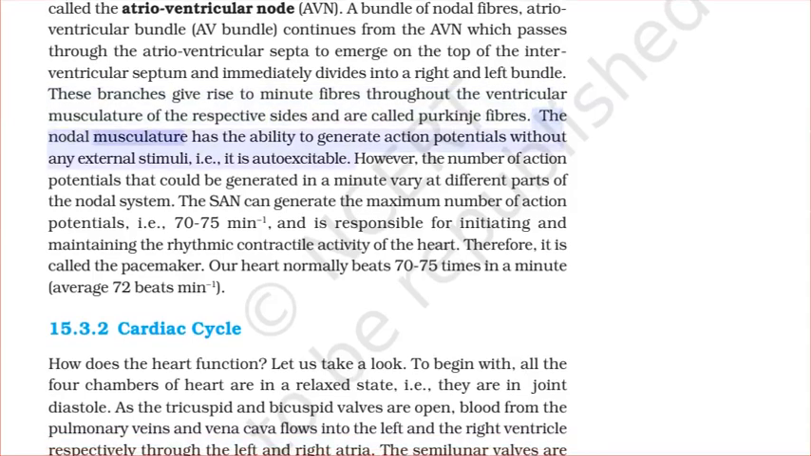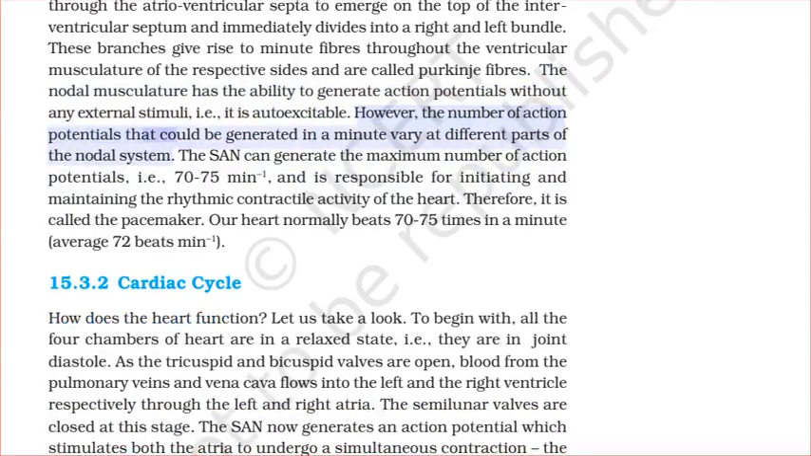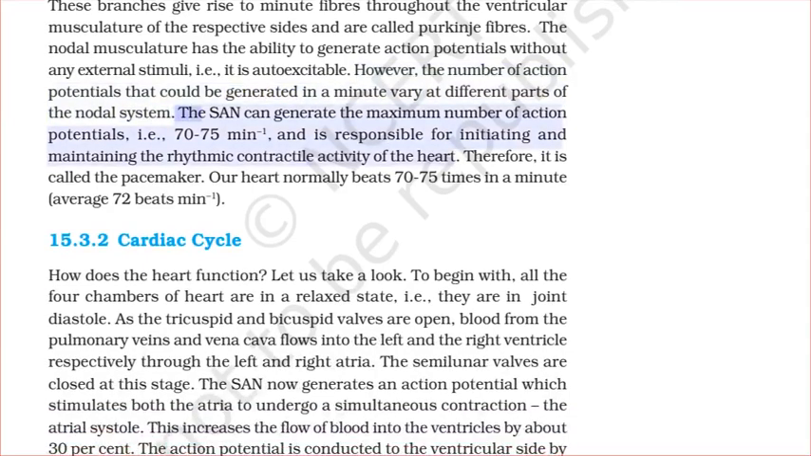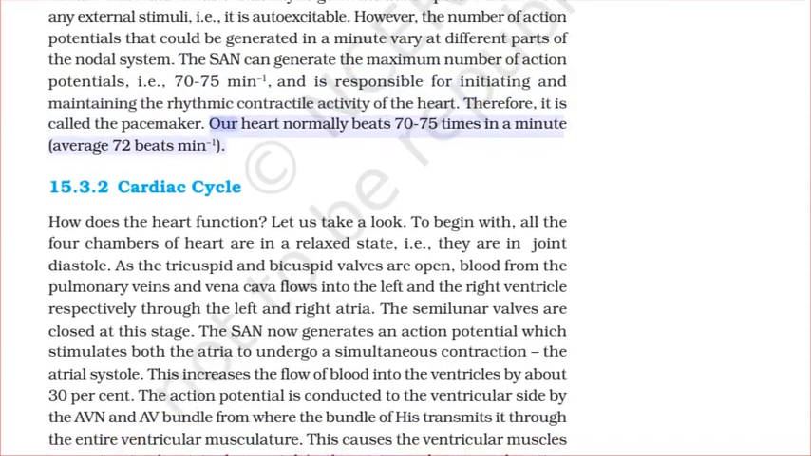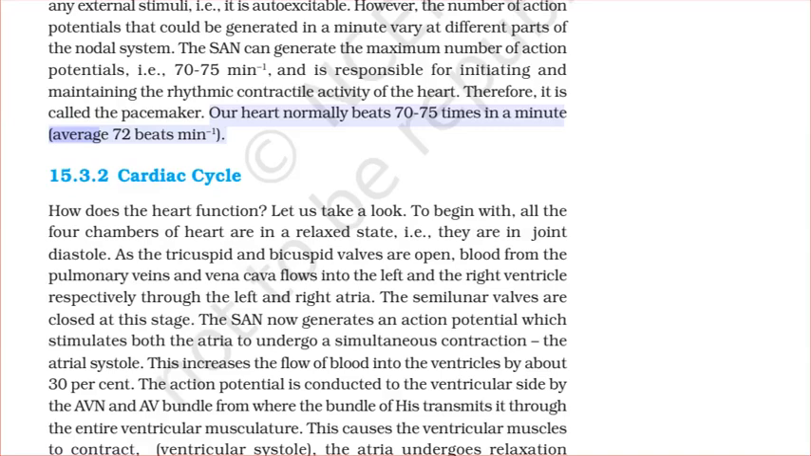The nodal musculature has the ability to generate action potentials without any external stimuli, that is, it is autoexcitable. However, the number of action potentials that could be generated in a minute varies at different parts of the nodal system. The SAN can generate the maximum number of action potentials, that is 70 to 75 per minute, and is responsible for initiating and maintaining the rhythmic contractile activity of the heart. Therefore, it is called the pacemaker. Our heart normally beats 70 to 75 times in a minute, average 72 beats per minute.